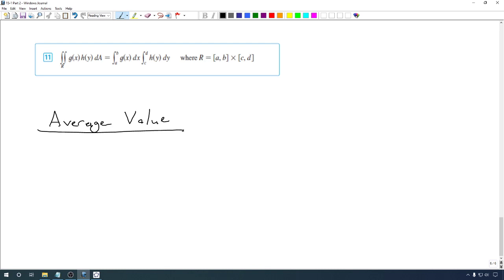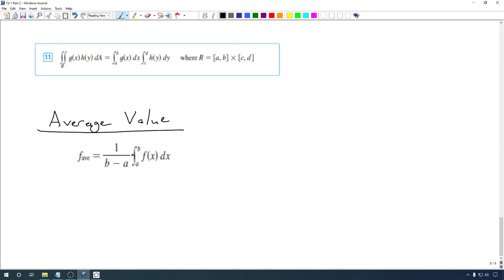You may remember the formula for the average value of a function of one variable over an interval. So if we have a function f of x over the interval from a to b, the average value of that function over that interval is just the integral of that function over the interval divided by b minus a. And the b minus a here is the length of the interval that we're integrating over.